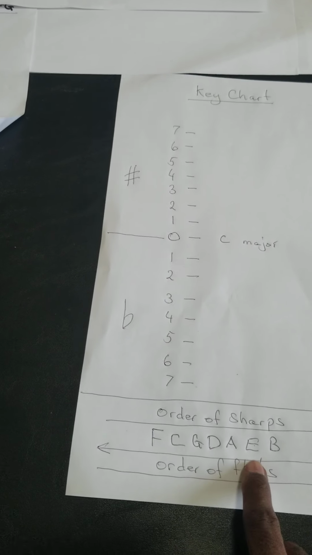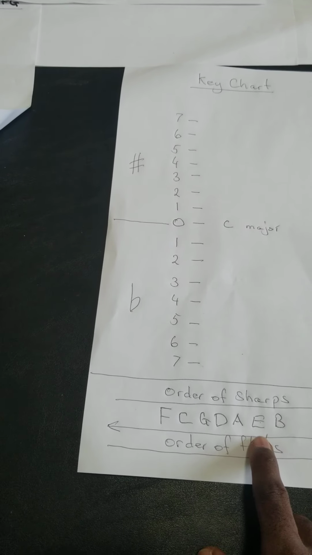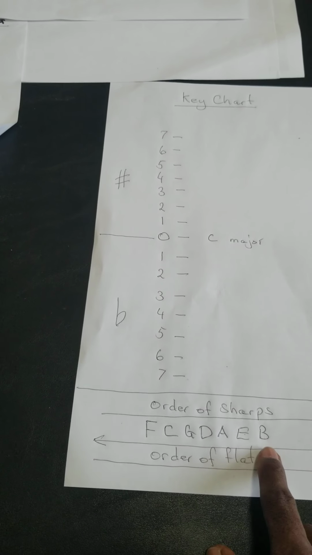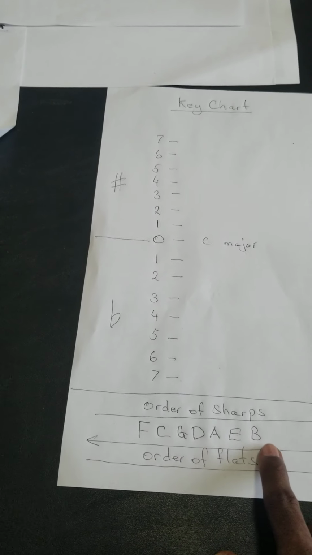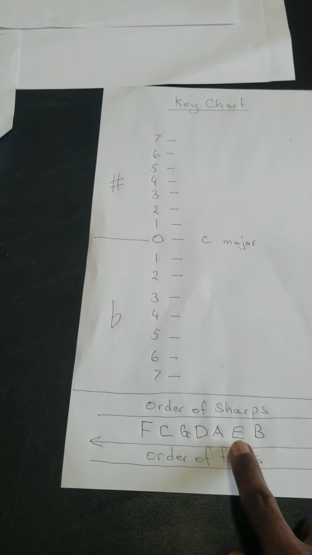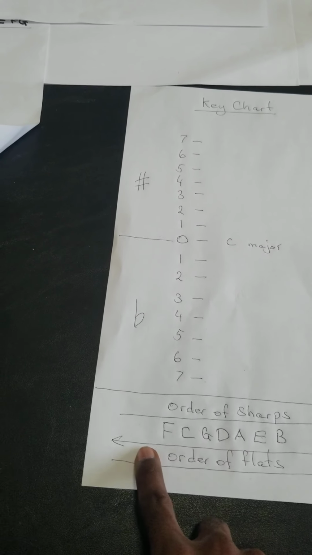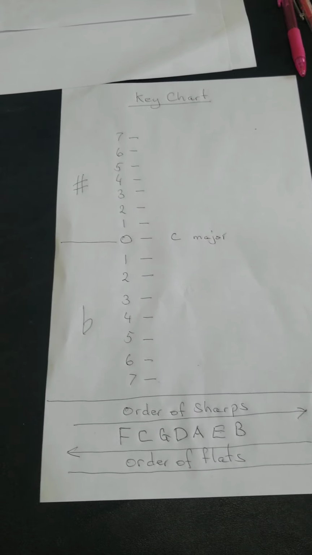So you must say that several times to remember that storyline. Father Charles goes down and ends battle, and then be able to say it backwards for the order of flats. Battle ends and down goes Charles' father. That is the order of flats.